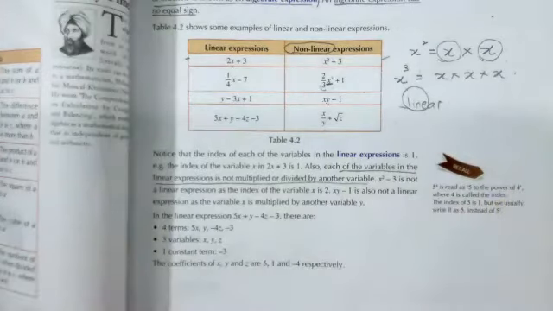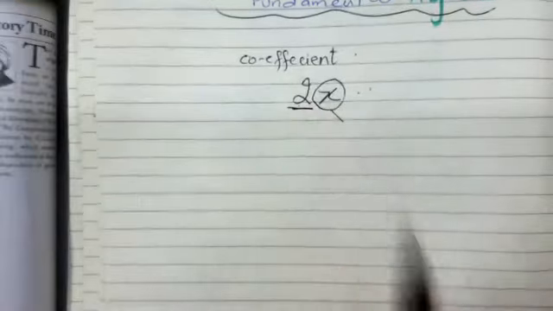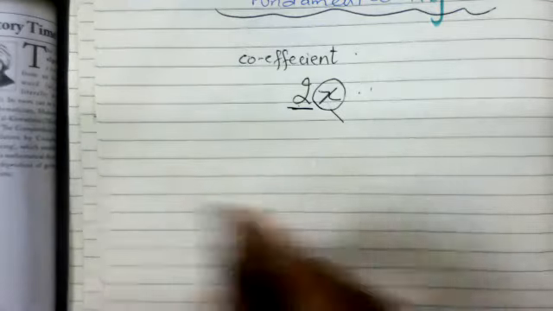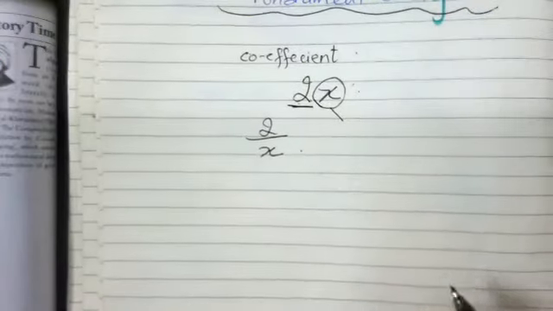Okay, another thing. What do you understand by 2x? What is the relationship between 2 and x? Yes. It means that 2 and x are getting multiplied. Very good. Yes, 2 and x are getting multiplied. What does this mean? 2 over x. It means they're getting divided.